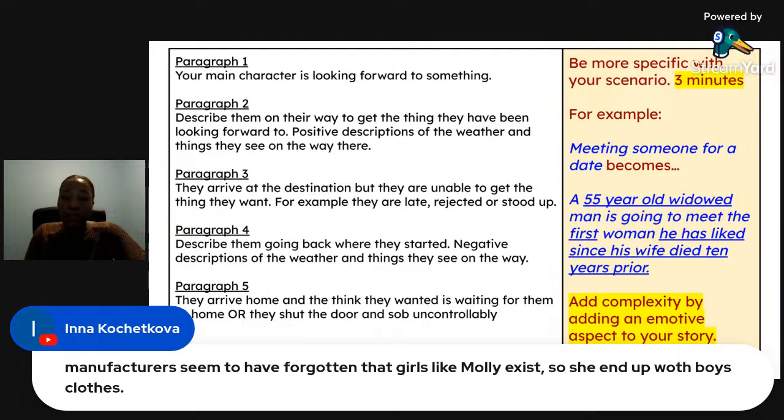Okay, really good. I like that, and I like that you've added that detail about her being very tall. That's feeding into the story. The fact that she's feeling left out, the fact that she can't find something that fits her, like everybody else. Good, very good. You can develop that into a really good story. Very well done.